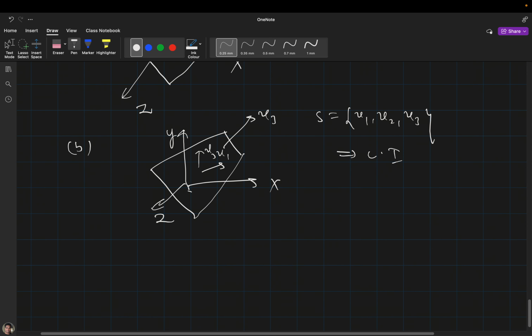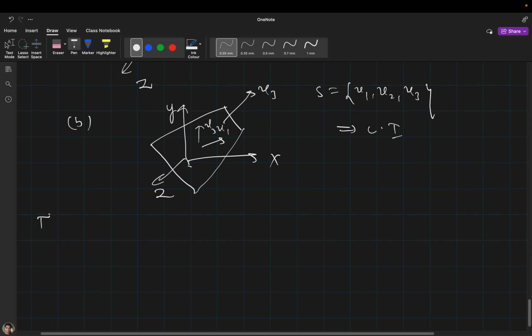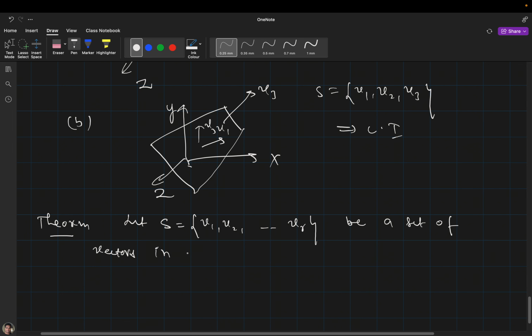Yes, sir. So now there is another theorem. Let the set S = {v1, v2, ..., vr} be a set of vectors in n-dimensional space. If r is greater than n, then S is linearly dependent. Is it true or false?